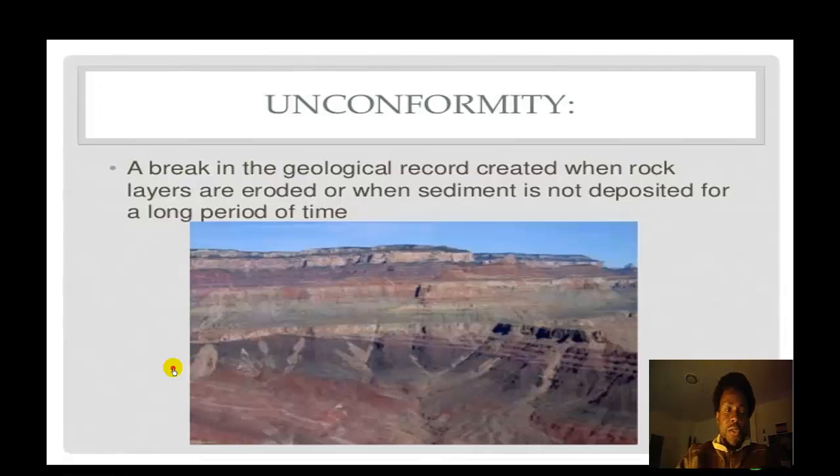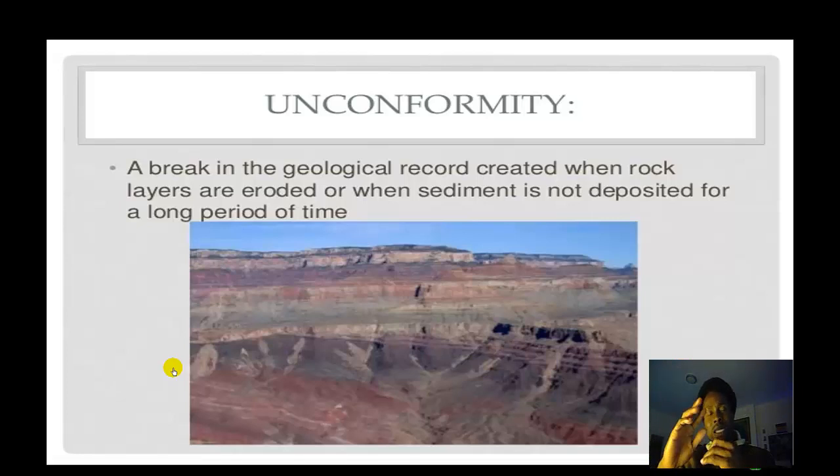So let's give a definition for it. An unconformity is a break in geological records. This is created when rock layers are eroded or when sediments are not deposited for a very long time, which means, as we know, sedimentary rocks are formed in layers, layer after layer, and there is a sequence, there is a pattern, and there is a progression to the ages of the rocks. As we learn, older rocks are at the bottom, younger rocks are on the top, and then you follow the sequence all the way to the youngest rock.